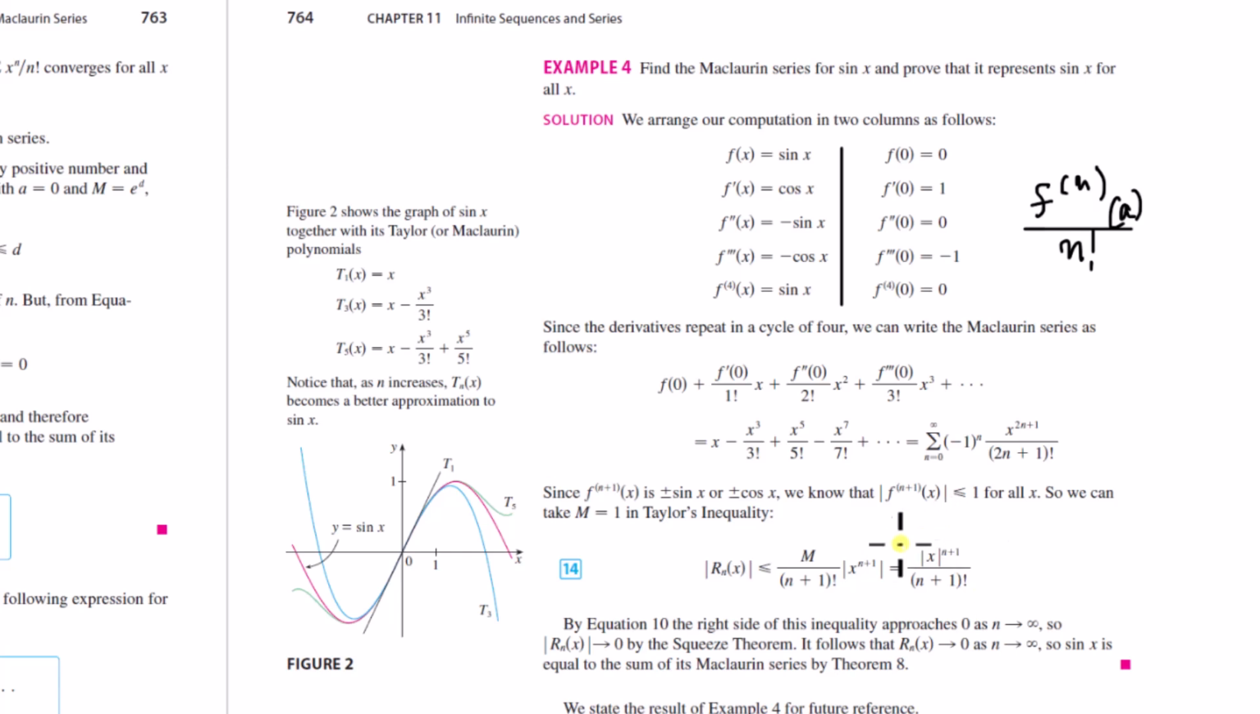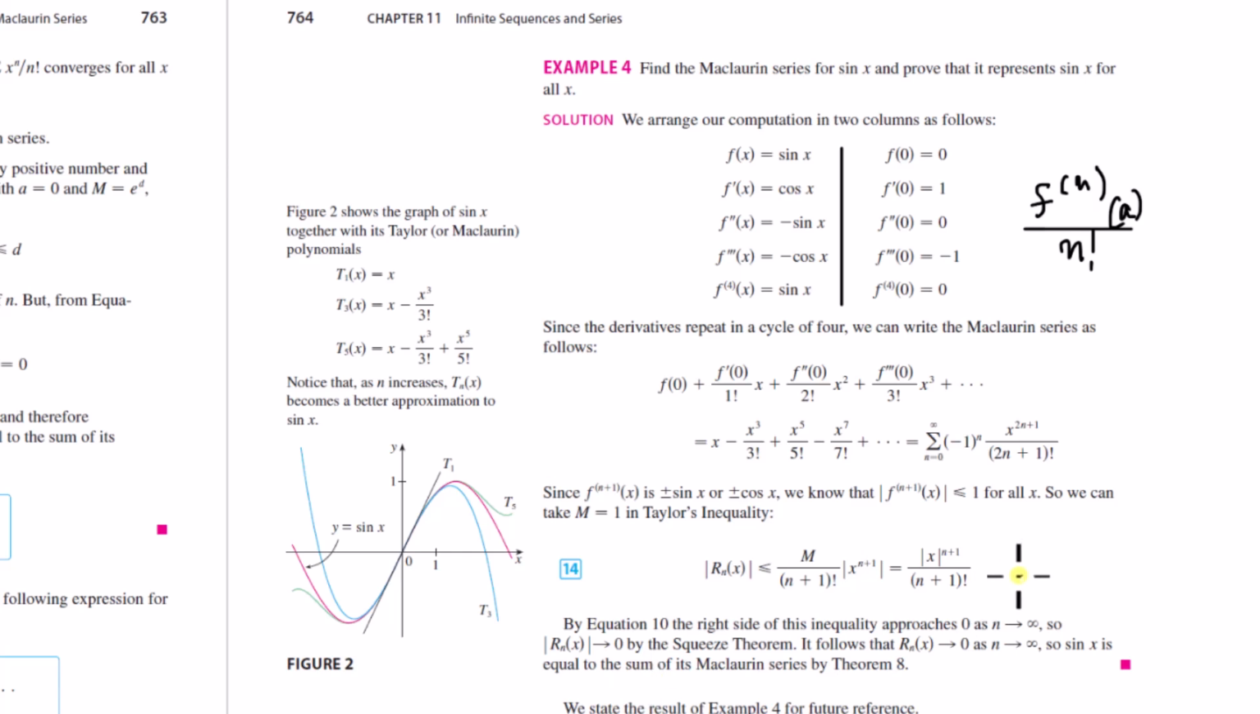The limit as n approaches infinity of this is just that limit we talked about. If you can neglect the 1s here, you just have the absolute value of x to the n over n factorial, that's going to go to 0. So there you go, you've proven it.